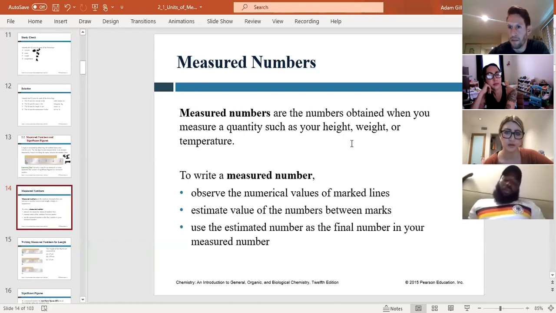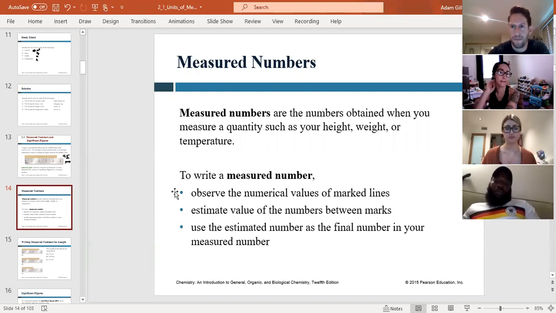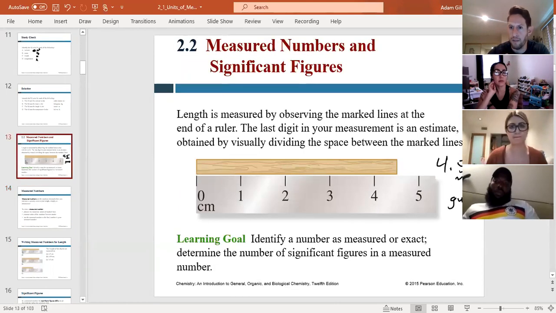You also have counted numbers. So like if you had a fruit bowl with apples and there's 6 apples in there, that's an exact number because you counted it. There's exactly 6. If you measure something, it's a measured number. And so anytime you have a measured number, the last digit is a guess. Anytime you count something, it's an exact number.